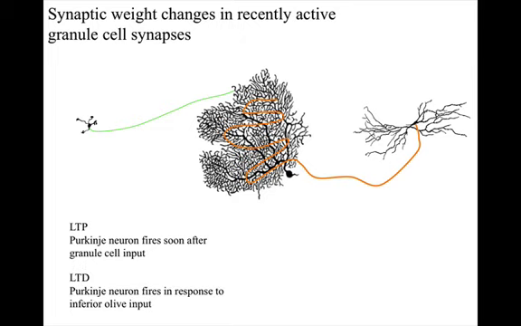But if the inferior olive fires, it decreases the weights of all the recently active granule cell synapses. In other words, shifting the Purkinje receptive field slightly away from its current definition, which will change the exact timing of when it fires. And the inferior olive also seems to increase the weights of any granule cell synapses that got inputs perhaps 100 milliseconds before the Purkinje fired, encouraging the Purkinje to fire a little earlier in the future.